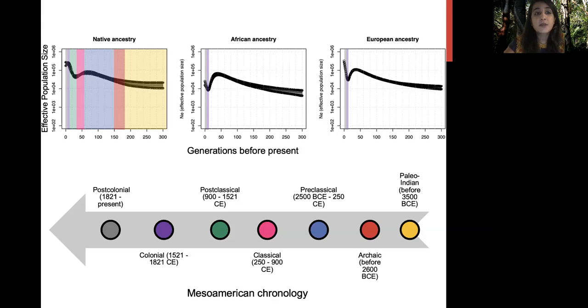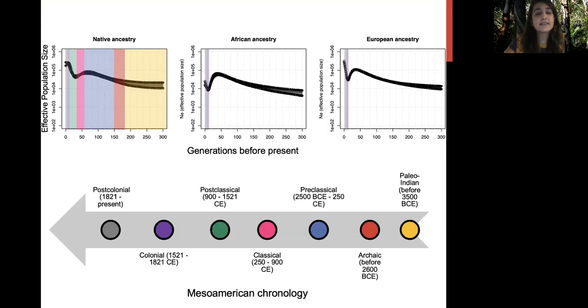We also observed that both African and European ancestries that entered the contemporary Mexican gene pool went through a sharp decline in population size during the colonial period, with the smallest population size observed for African ancestry, and both have since been increasing in population size.